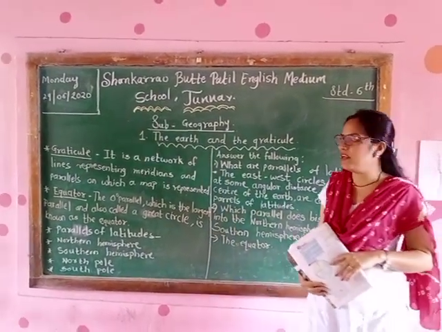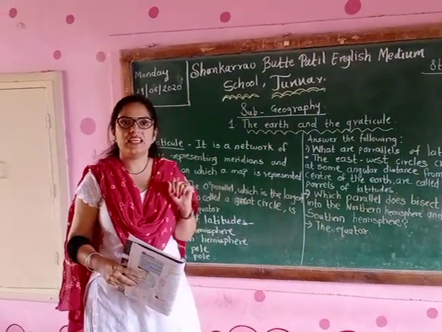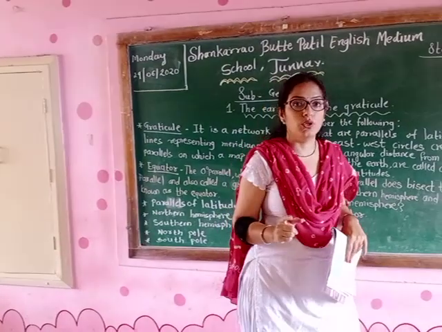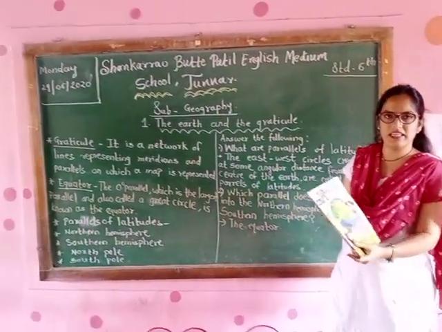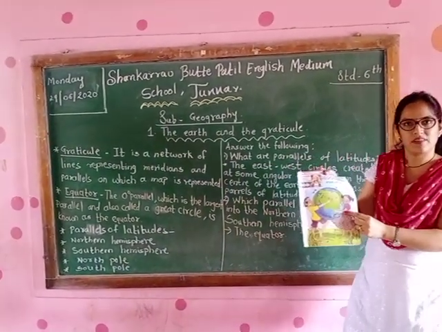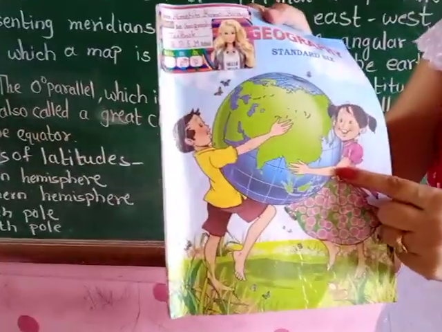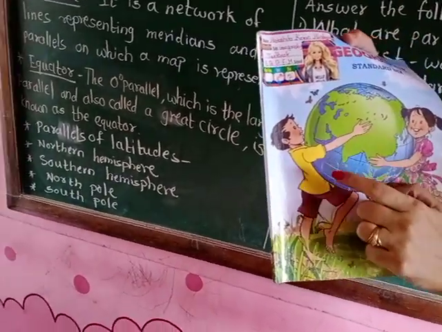In the last period we started the lesson, the Earth and the Graticule. If you remember, I showed you the figure of the globe. It was just like this. I showed you in the last lecture how that globe looks. Here you can see the vertical lines and the horizontal lines. We have studied the globe.